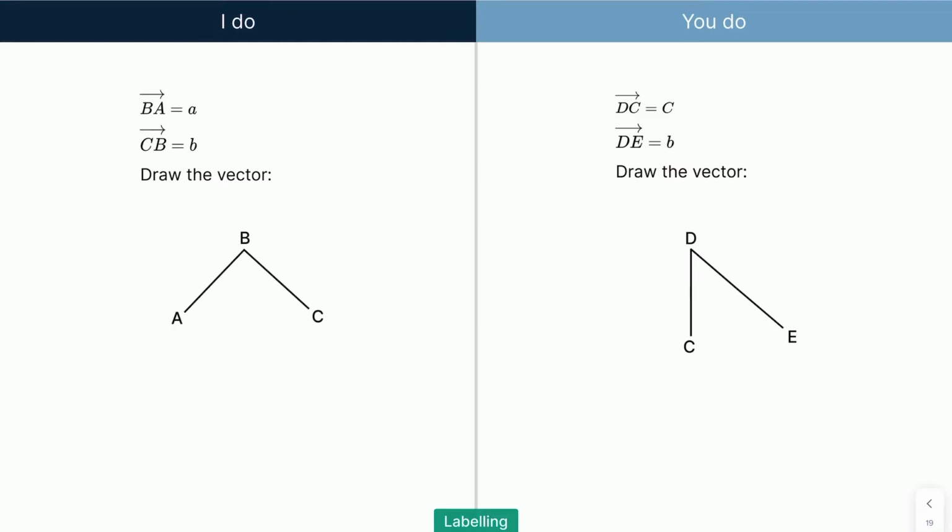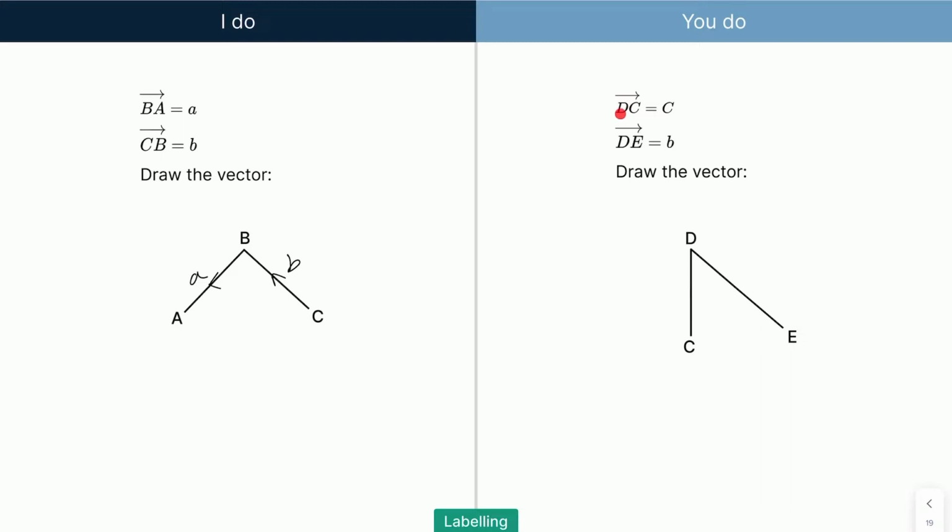So B to A is A. So B to A this way. Okay, so that's going to be A. And then the next one says C to B. So find C first, and then we're going to B, so it's in that direction there. So hopefully you've pressed pause and I've got the right one.